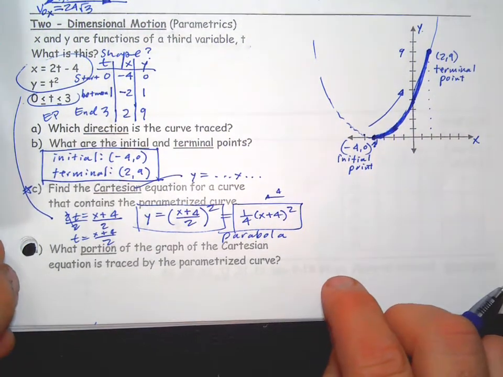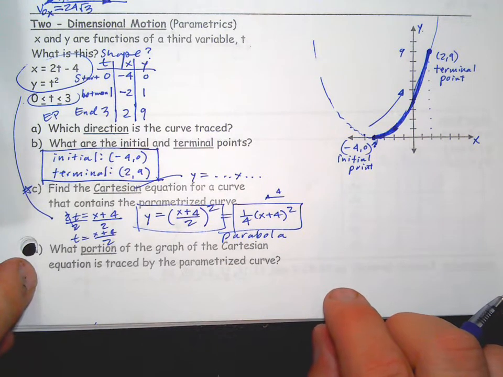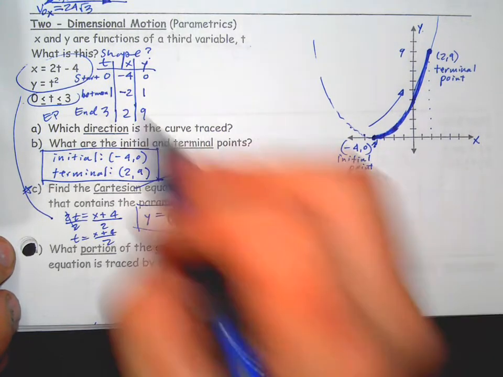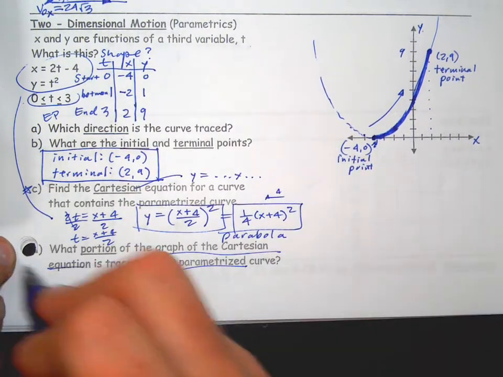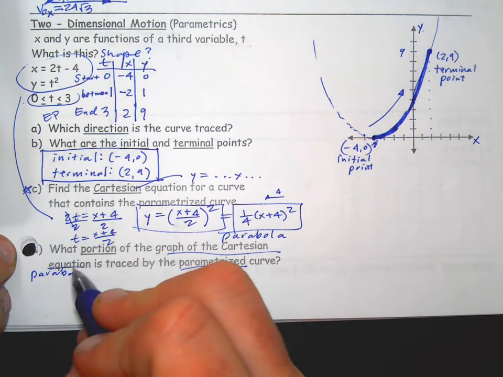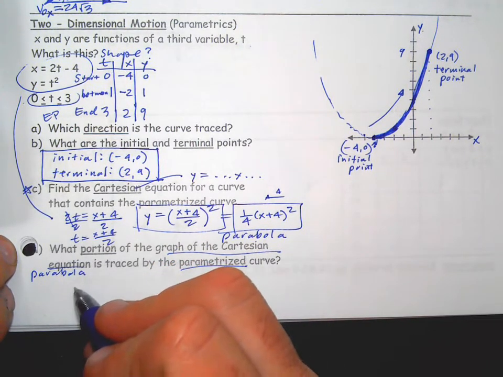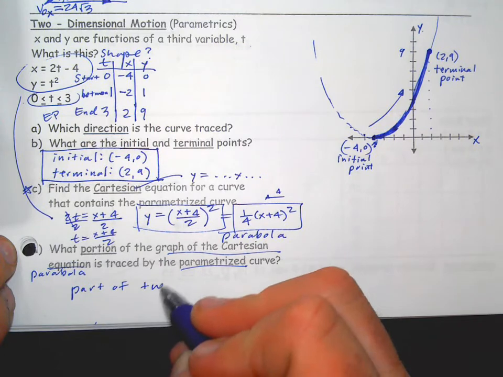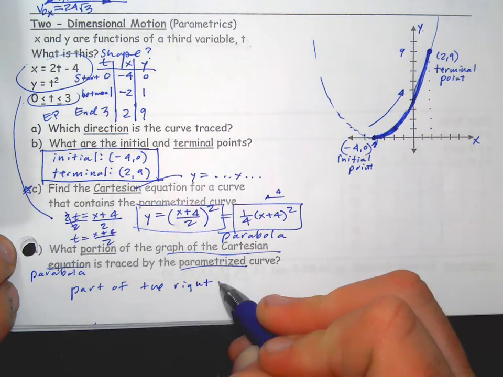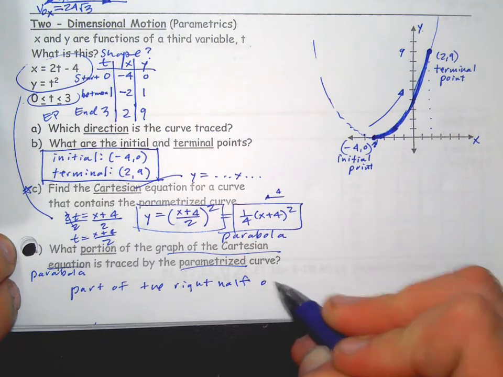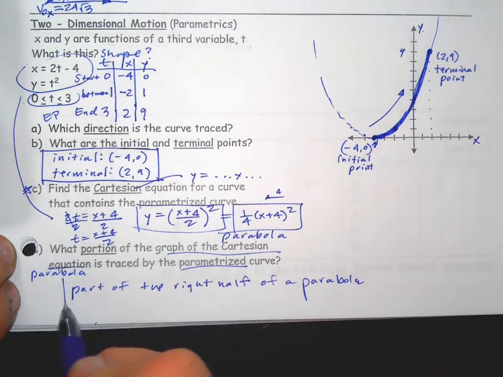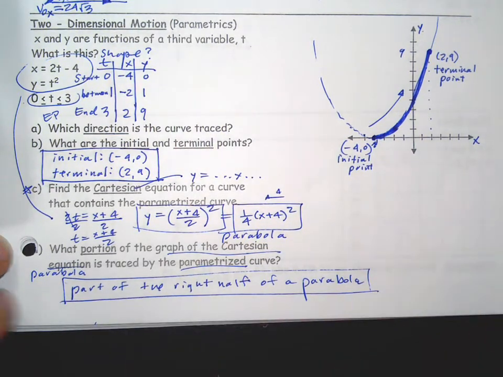So what portion of the graph with the Cartesian equation is traced by the parametrized curve? The parametrized curve was what we first had. The graph of the Cartesian equation is the whole parabola. And so what we're going to say is it's part of the right half of a parabola or something. Sometimes it'll be much more, like the whole half or the top half or the bottom half. So that's what we're doing.